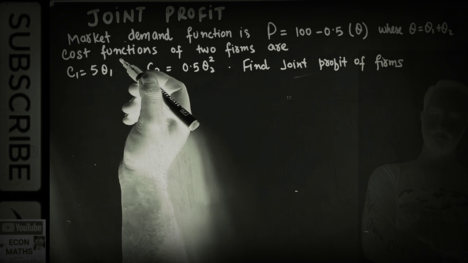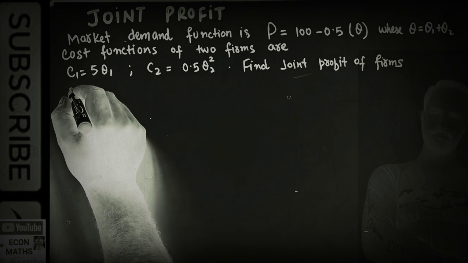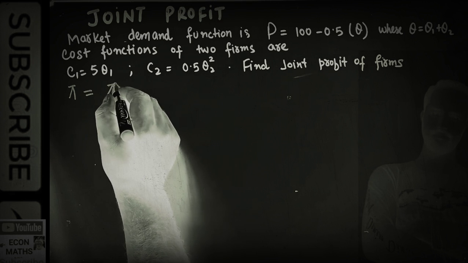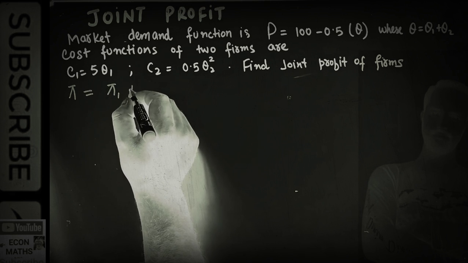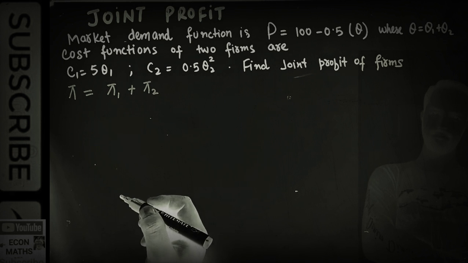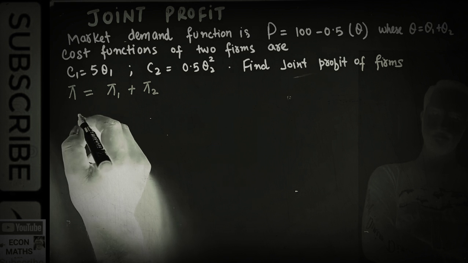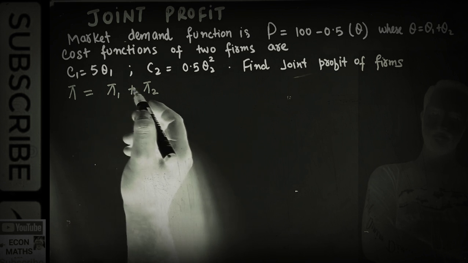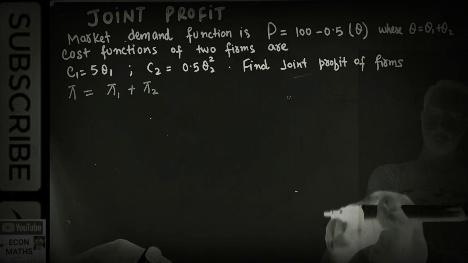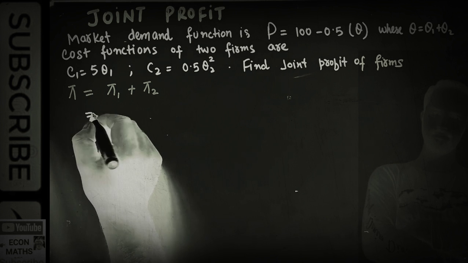Let us write it here. So total profit, which I denote by pi, will be equal to pi 1, that means profit of firm first, plus profit of firm second. So pi 1 plus pi 2 gives us the profit of the two firms. And I can write it like this.